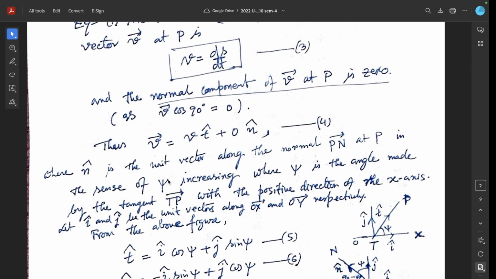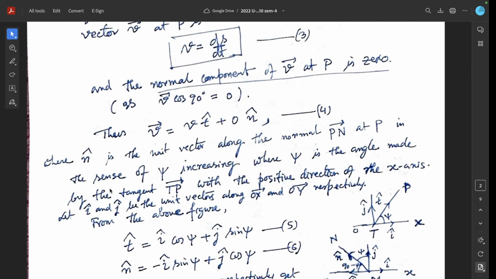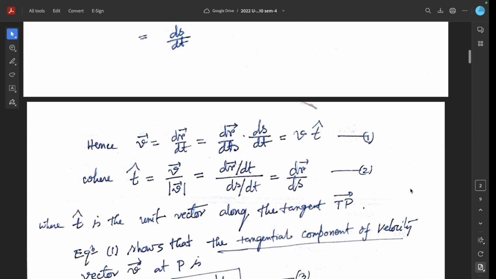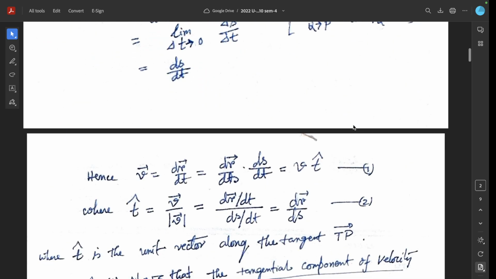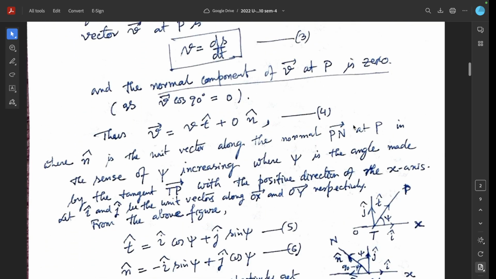Here n cap is the unit vector along the normal PN at P in the sense of psi increasing, where psi is the angle made by the tangent TP with the positive direction of the x-axis. So this is the psi angle, and this is the increasing direction of psi. So PN is the positive direction here, the direction of n cap.